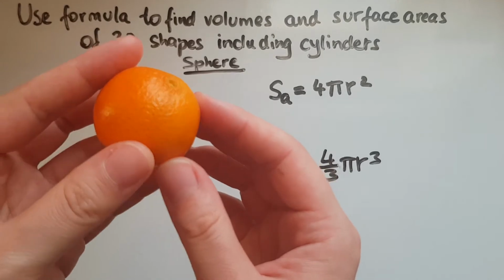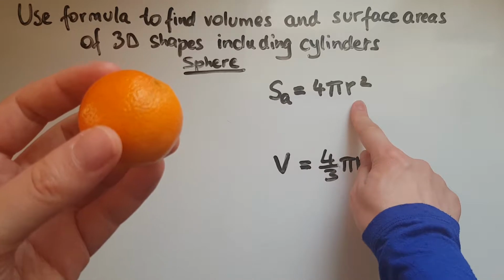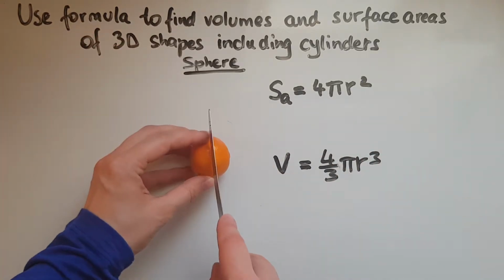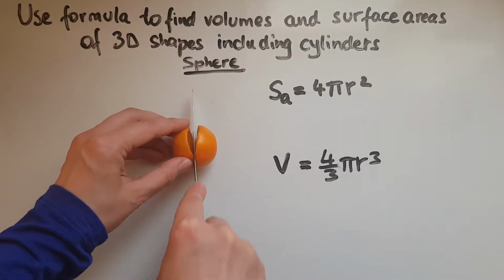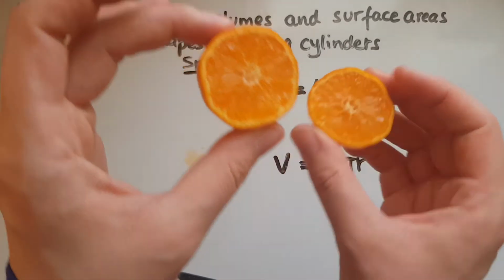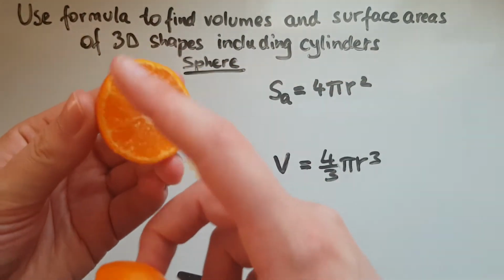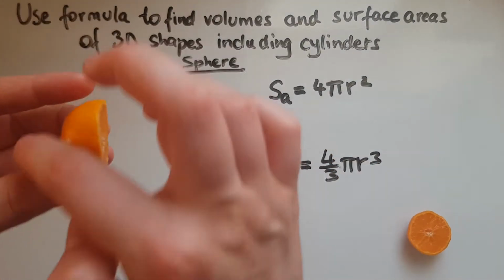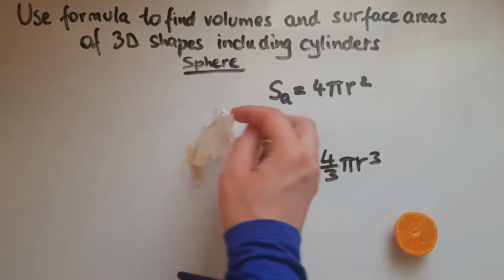So the formula, as we said, is 4 lots of pi r squared. But where is that circle here? And I'll show you where it is. So if you cut this in half, this is the circle we're talking about, or this, any of them, because they are exactly the same. So it's 4 lots of these areas that make the surface area, the skin of the tangerine.